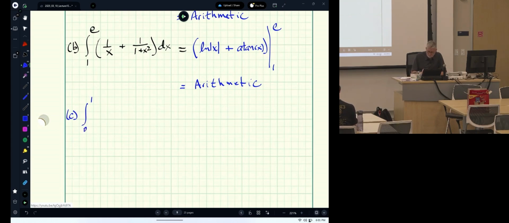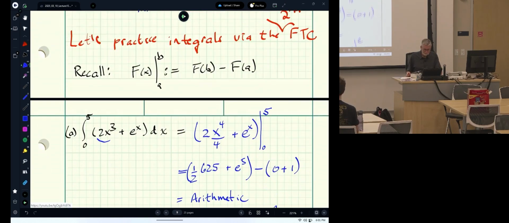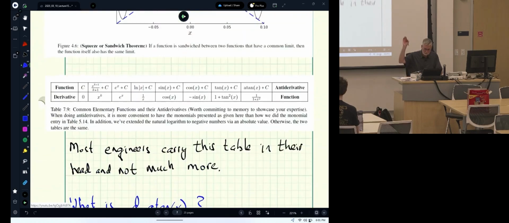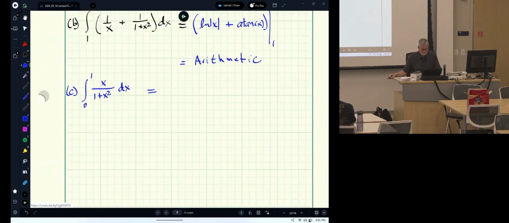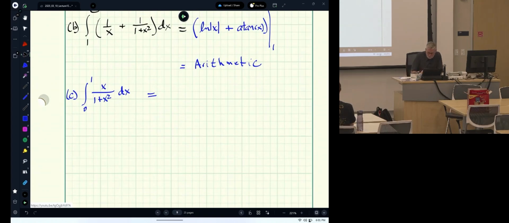Okay, let's do this one. The integral of x over 1 plus x squared dx equals. So what's the antiderivative of x over 1 plus x squared? Let's go back to our table. X over 1 plus x squared. And we look, and we look, and we look, and it's not in there. Darn it. Okay, so it's not in our table. No antiderivative in our table.